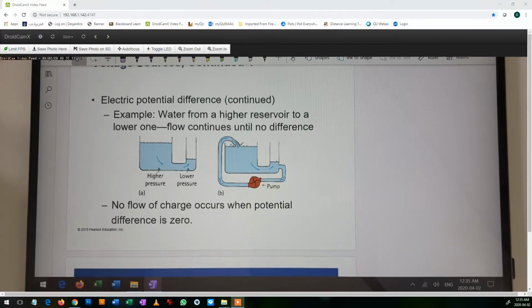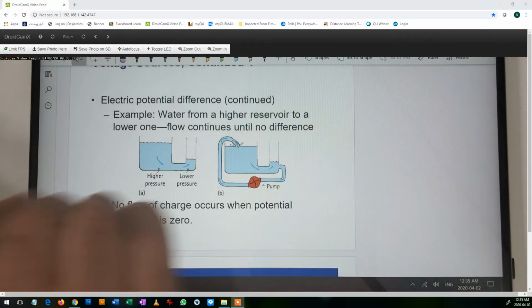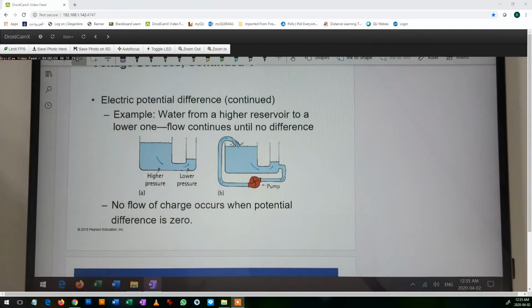Electric potential difference again. Example, water from a higher reservoir to a lower one. Flow continues until there is no difference. No flow of charge occurs when the potential difference is zero. لما يكونوا بنفس المستوى ما بصير انتقال للتيار.